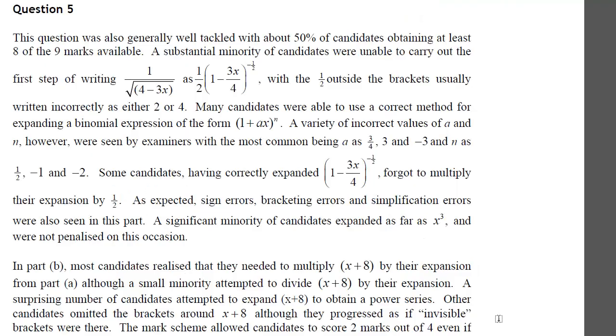So let's see the examiner's report. So this question was also generally well tackled. Generally means usually. About 50%, that means half of the candidates, at least had 8 of the 9 marks. So that's not bad. A substantial minority of candidates were unable to carry out the first step. Substantial minority, what could that mean? It's like a lawyer's language. Minority means few people. Substantial means quite a number of the few people.